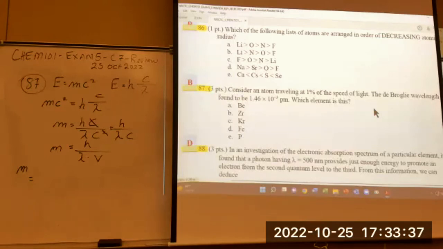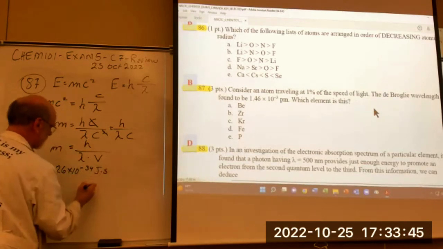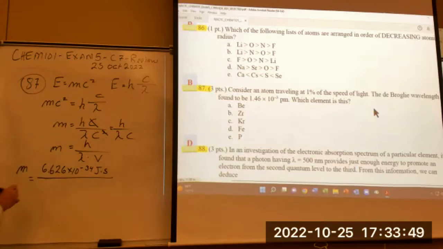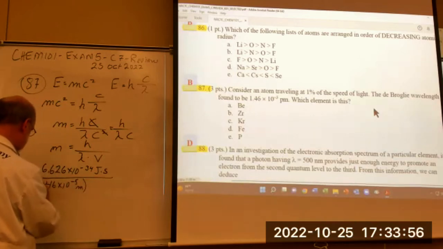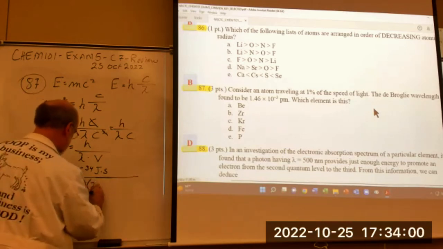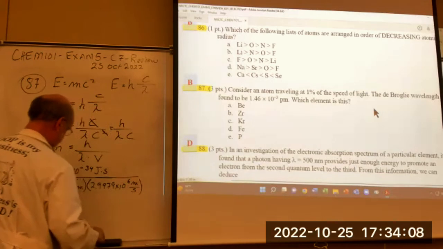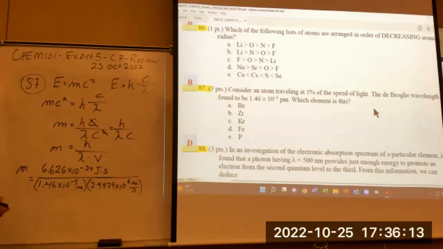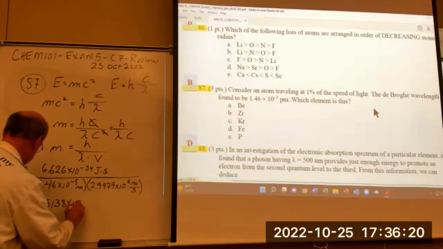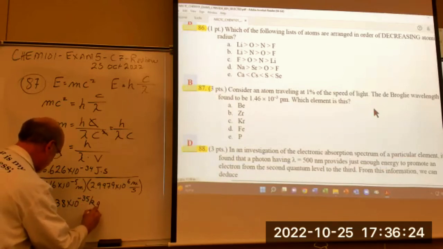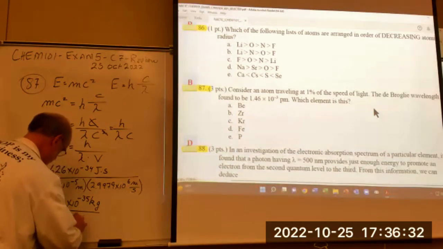6.626 times 10 to the minus 34, Planck's constant. Then the wavelength, which is 1.46 times 10 to the minus 15 meters, and also times the velocity, which is 2.9979 times 10 to the sixth meters per second. Okay? This is 1.5138 times 10 to the minus 35 kilograms. And that's for each atom. That's one atom.